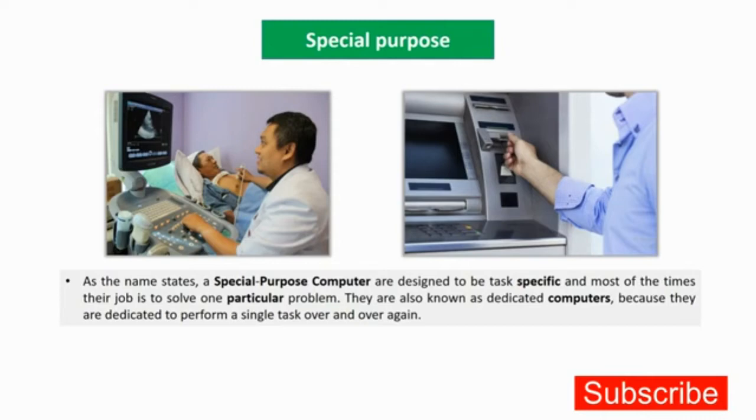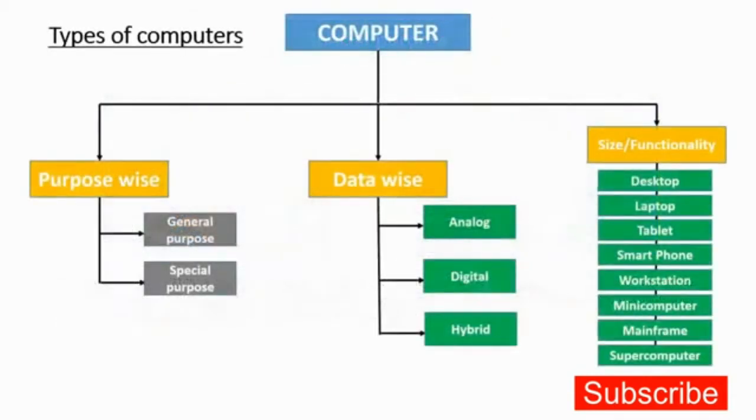So there is a special computer embedded into your washing machine, understand it? Okay, so that is also an example of a special purpose computer. So two categories we have taken: general purpose and special purpose. So that is the thing for the purpose wise computer. Now let's move to the data wise computer.